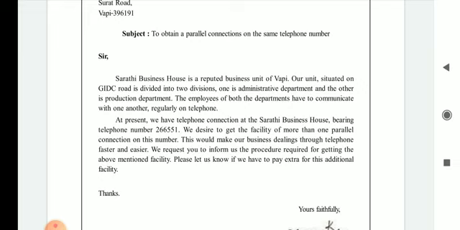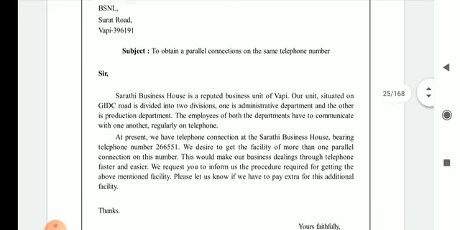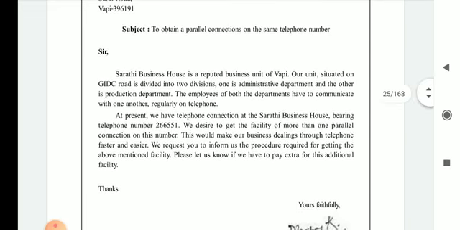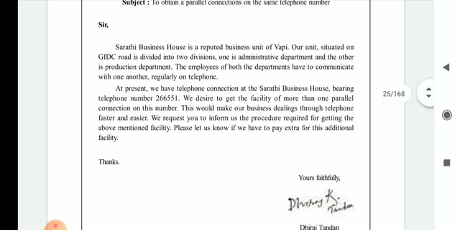See, here they mention that they have to talk between both departments regularly. The admin department sometimes wants some information regarding production from the production department, and the production department also wants some information, some permission from the admin department for the production of a particular unit. So they have to communicate with each other on a regular basis.